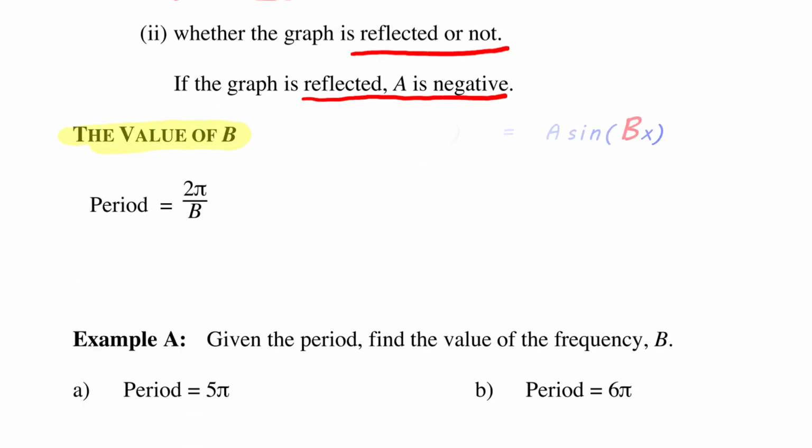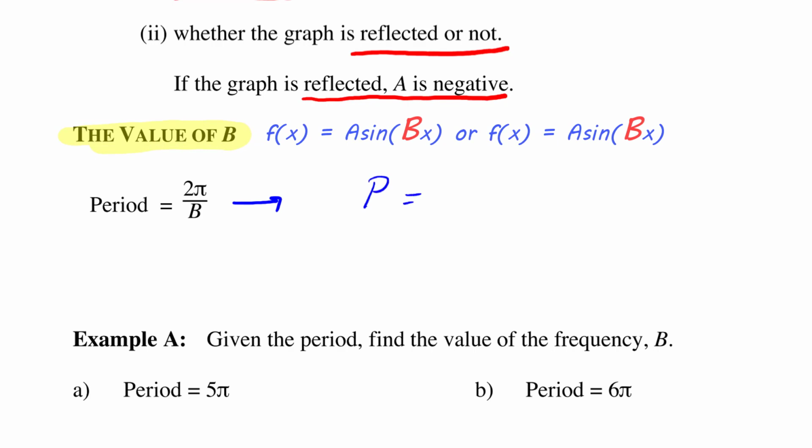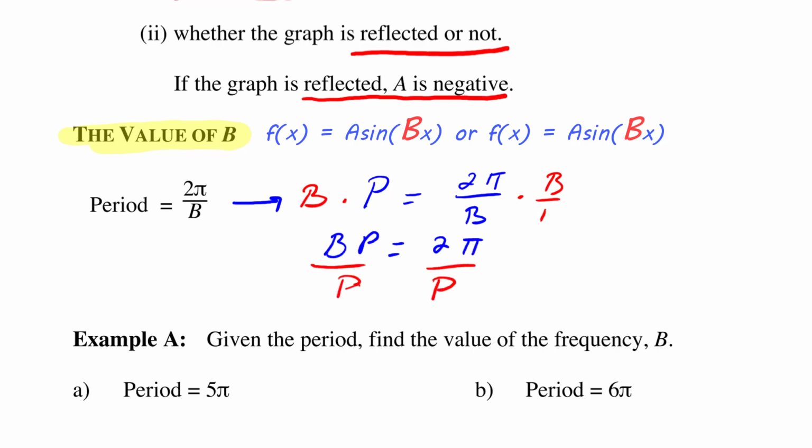The value of b. We already know that the period is 2 pi divided by b. You can write that as p equals 2 pi over b. And we can find b by using some algebra, multiplying each side by b. That eliminates b on the right side, and then we can divide each side by p to come up with the formula b equals 2 pi over p.